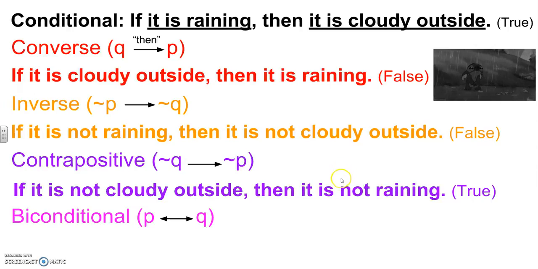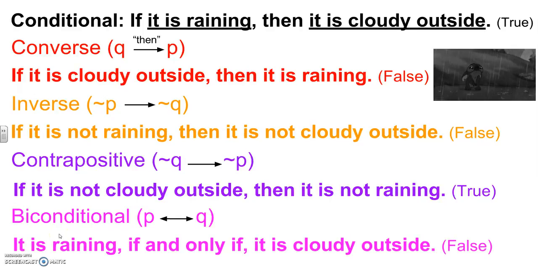So what you want to do looking at these statements is read through them to see if they make logical sense before you identify if it's true or false. Lastly, we said the biconditional works only if the conditional was true and the converse was true. And it wasn't, but let's just write one anyway for practice here. It is raining if and only if it is cloudy outside.